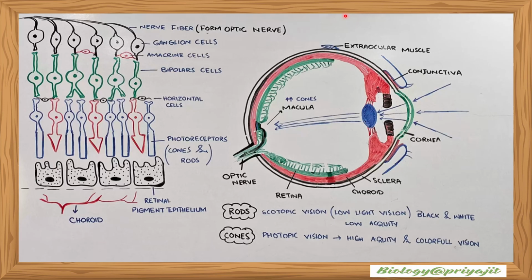There are key notes in the diagram. Rods provide scotopic vision, low light but black and white, low sharpness. Cones provide photopic vision or daylight color and high sharpness.